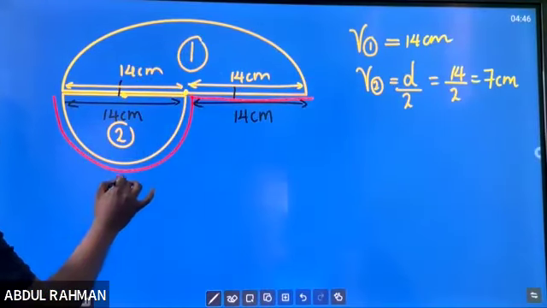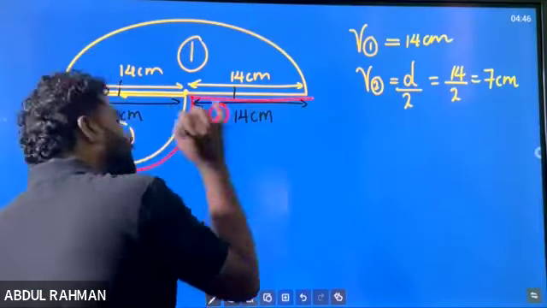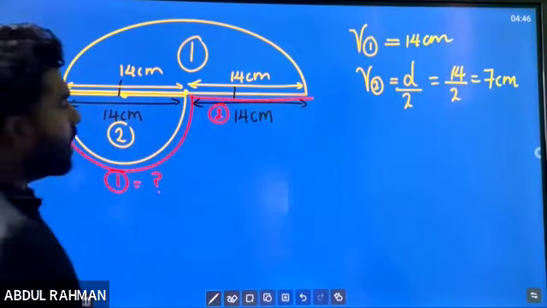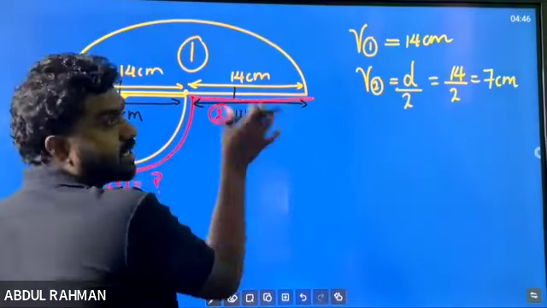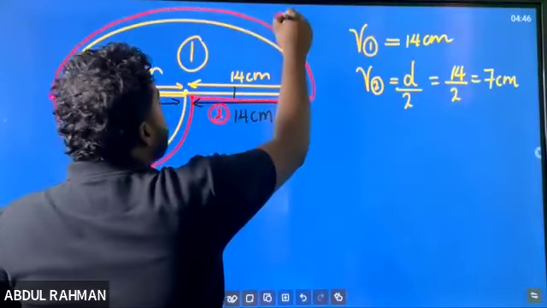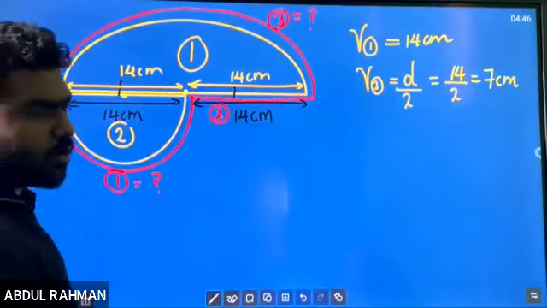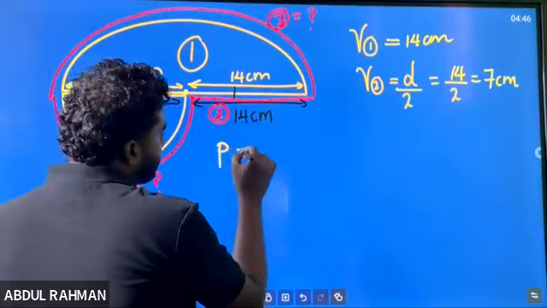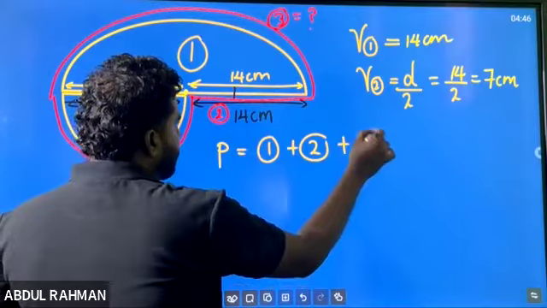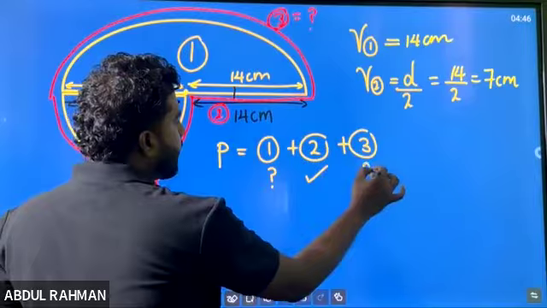That means I need to find one length. Length number 1, and this is length number 2. Length number 1 I don't know. Length number 2 I already know, this is 14 centimeter. Then I need to find this, length number 3, which is also not known. To find the perimeter, I should add length number 1 plus length number 2 plus length number 3. The problem is I don't know this, I know this.